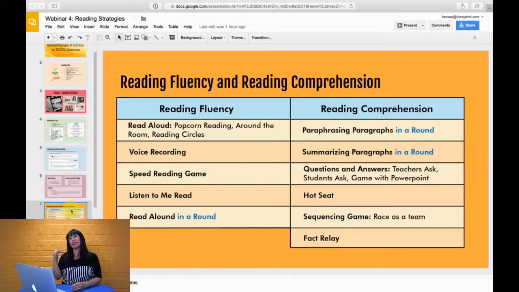So you need to structure summaries, or the way of summarizing, and help them understand how to put things in their own words to then make a summary that's more concise of what the reading's really about. Again, in a round, it works the same way.